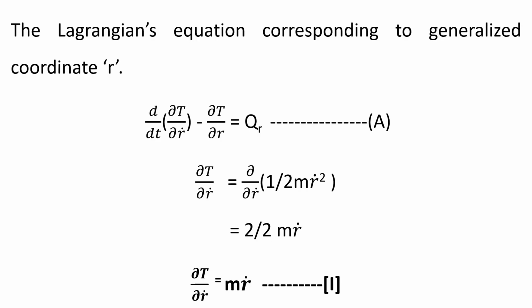The Lagrange equation corresponding to the generalized coordinate r is d by dt into partial T over partial r dot minus partial T over partial r is equal to Qr, giving that equation number A. We have partial T over partial r dot is equal to partial over partial r dot into 1 by 2 m r dot square, that will be equal to 2 by 2 m r dot. So partial T over partial r dot is equal to m r dot, giving that equation number 1.